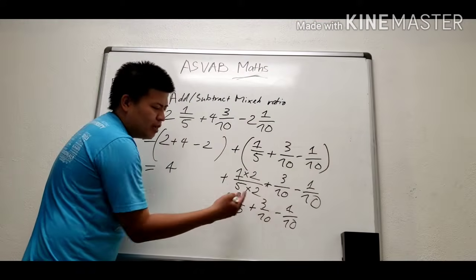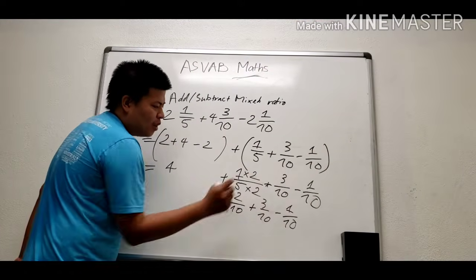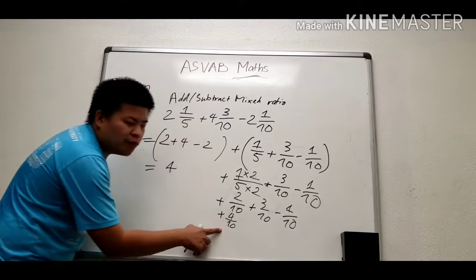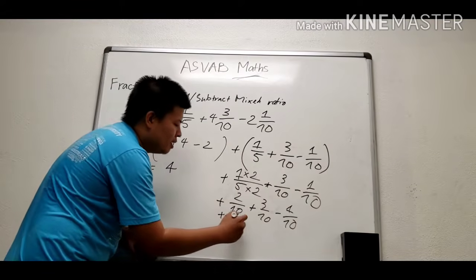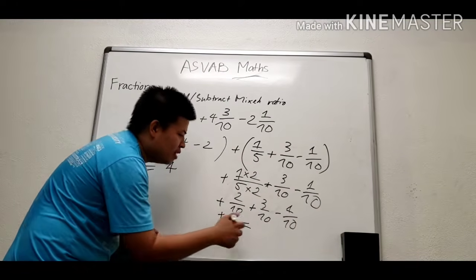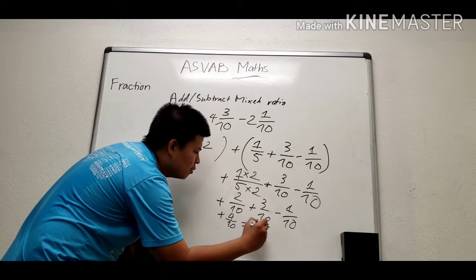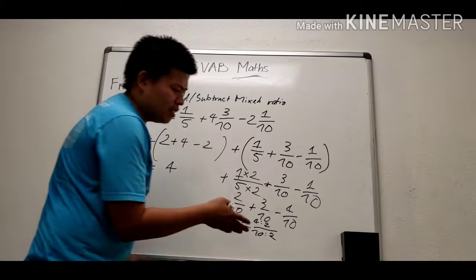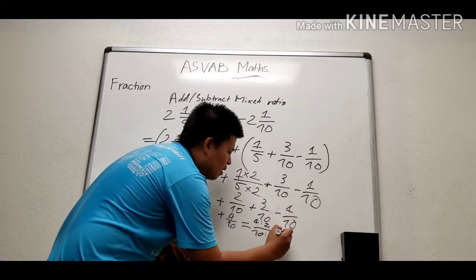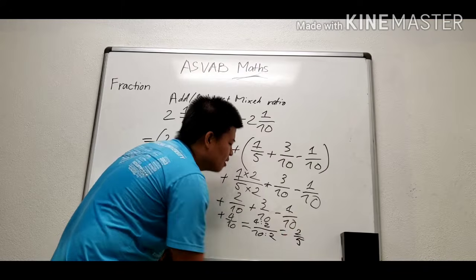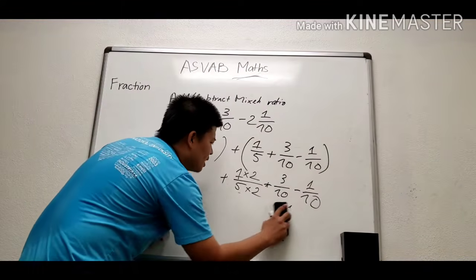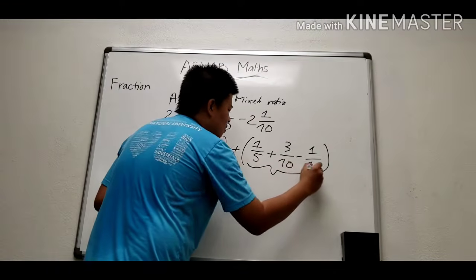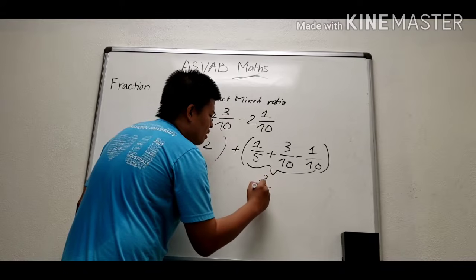2 plus 3 is 5. 5 plus negative 1 is 4. We have 4 over 10. Here, 4 over 10, we can simplify by dividing 4 by 2 and 10 by 2. So we can simplify the fraction, and this is 2 over 5. So after we calculate together, everything here is 2 over 5.